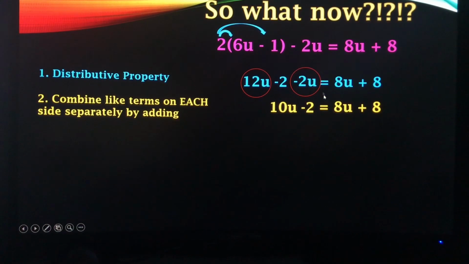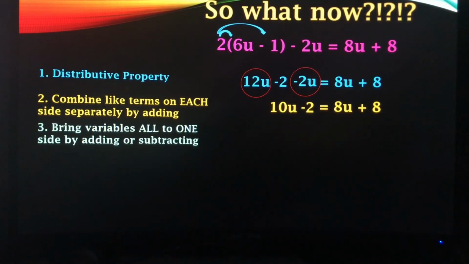If you look at the left side, there's no other like terms. If you look at the right side, there's no like terms there. Yes, 8u and 10u are like terms, but remember, right now, they are on opposite sides of that river. I cannot bring one to the other side yet. So I have now finished step 2.